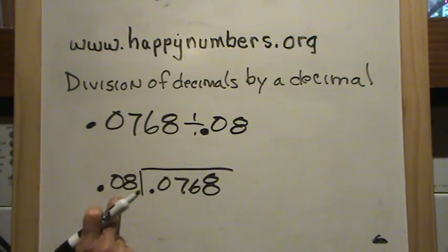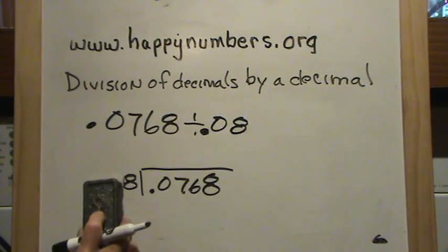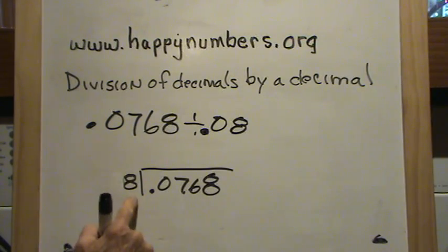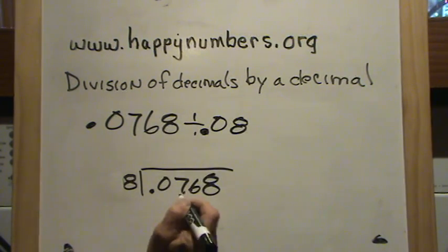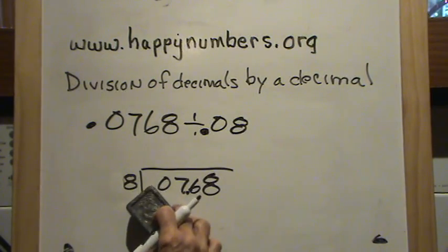Well, we have to make this a whole number, so we have to move the decimal place 2 places over here, which means we'll be getting rid of that, and now we just have the whole number 8. And if we moved it 2 places here, we have to move it 2 places here and put it there.